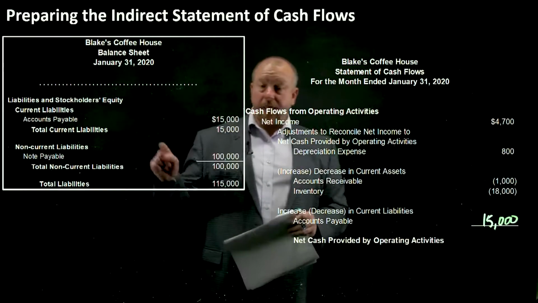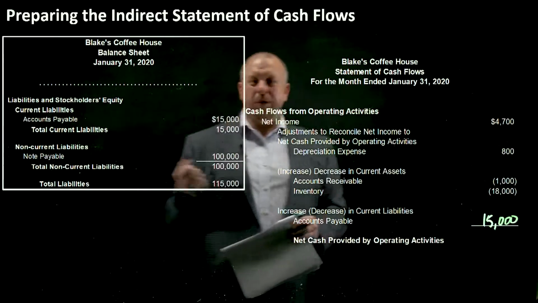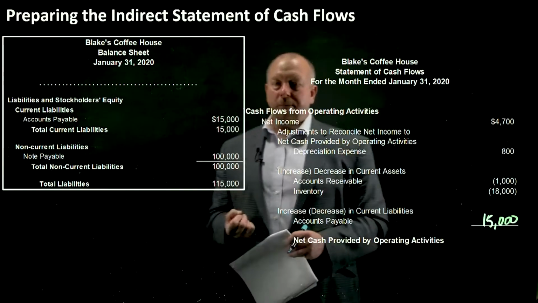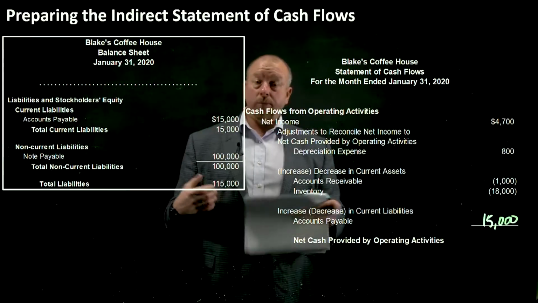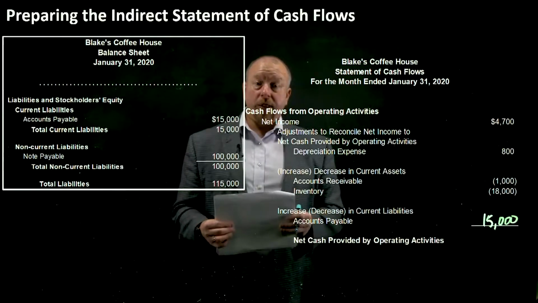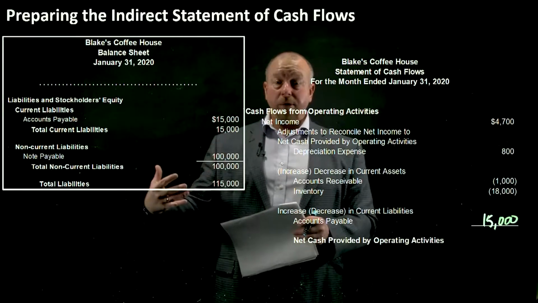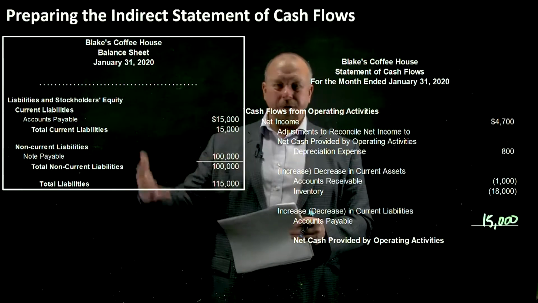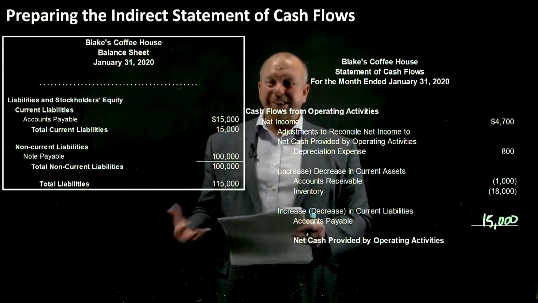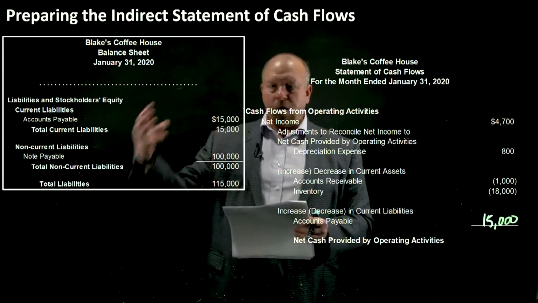I would like to point out that accounts payable would probably not be the only current liability that you would see in a more realistic scenario. You would see things like accrued expenses or various payables, maybe insurance expense payable or accrued interest, things like that. And those would all factor in.